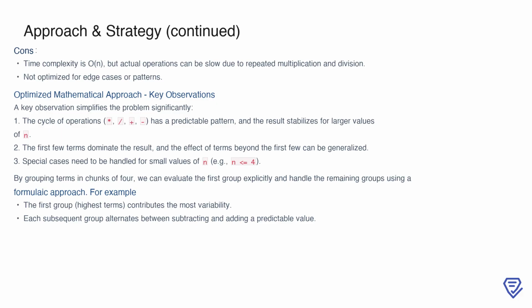By exploring the problem further, we can observe certain patterns that simplify the calculations. One key insight is that the sequence of operations, multiply, divide, add, and subtract, follows a predictable cycle. For larger values of n, the result becomes stable, and the contributions of terms beyond the first few become more consistent. This means that the first few terms have the greatest impact on the result, while the later terms can often be handled using a generalized formula. Special cases, such as when n is small, less than or equal to 4, require additional consideration, but for larger values, grouping terms into chunks of 4 allows us to streamline the computation.